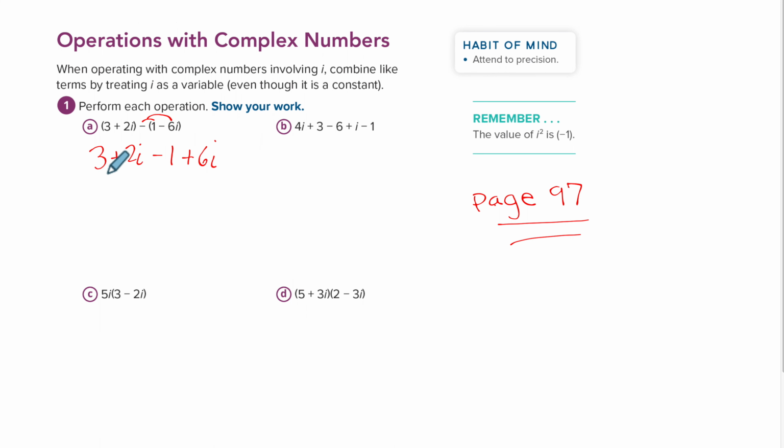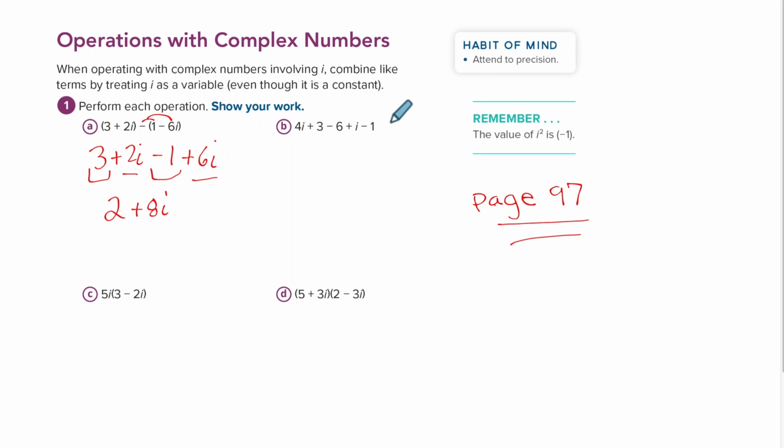So we like to put the real numbers first, 3 minus 1. I'm going to put these two together first, and that's going to equal 2. And then I will put the 2i with the positive 6i, and that's just going to be 8i. And we're done with that. Boom, that was part A. Easy enough.